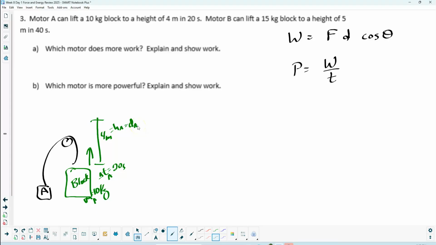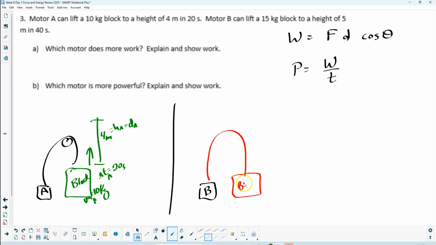And then we have scenario B, where you have a different motor, and B can lift a different block, which is 15 kilograms. And it lifts it to a height of 5 meters, so it goes taller. That's the mass and height of B. And it does it in 40 seconds. So we're going to basically do that kind of work and information.